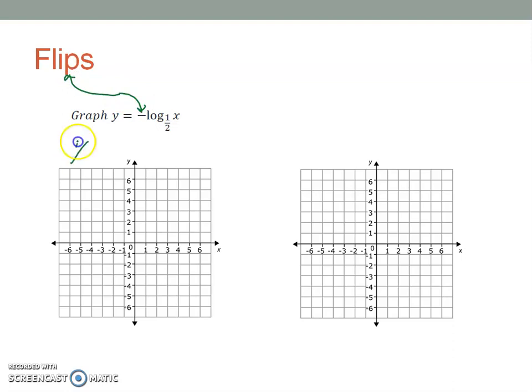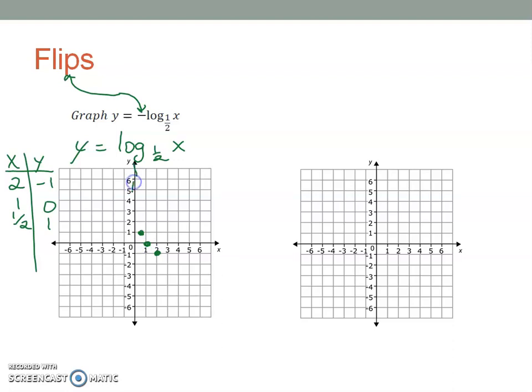Start with my parent function, y equals log base 1/2 of x. Do my table, x's and y's. Remember, I know my y's here, -1, 0, and 1. 0 always goes with 1. 1 always goes with the base. And then -1 goes with the reciprocal. So reciprocal of 1/2 is 2. So I've got 2, -1; 1, 0; and 1/2, 1.